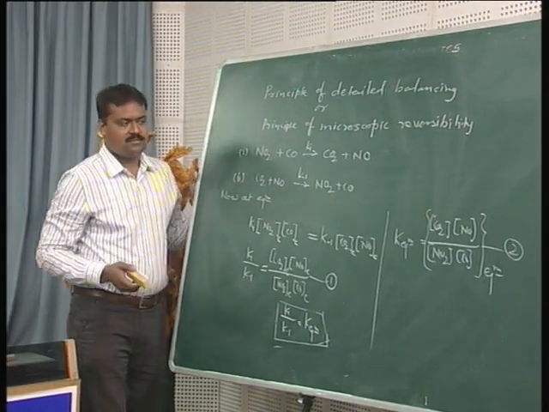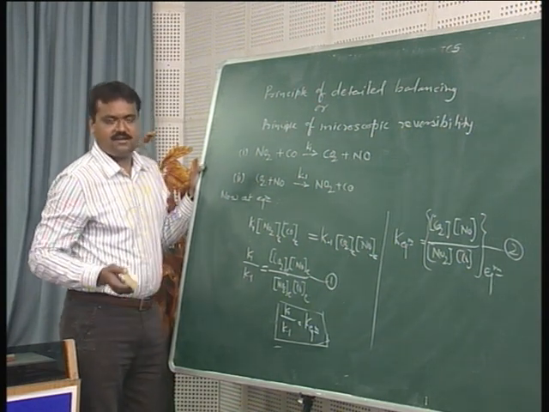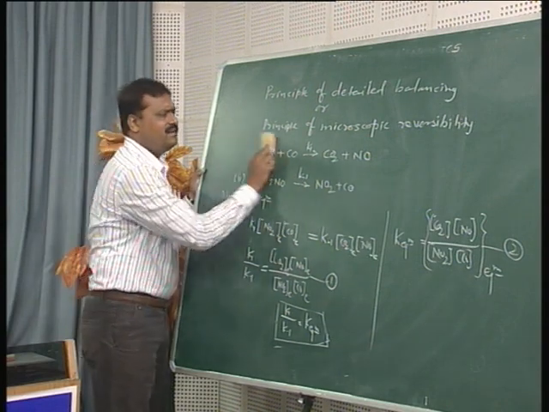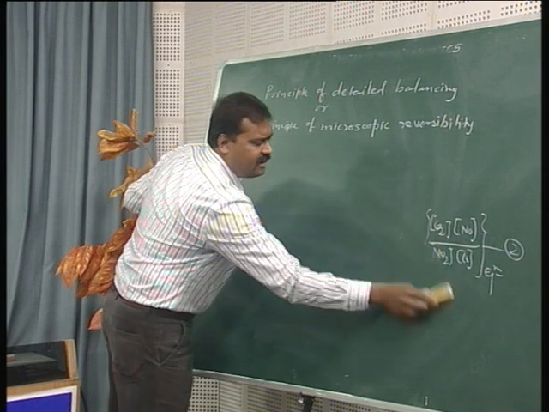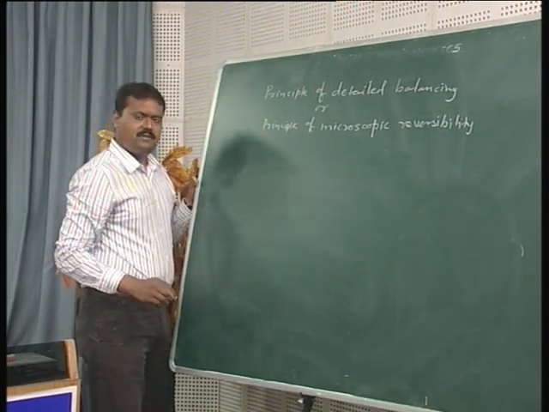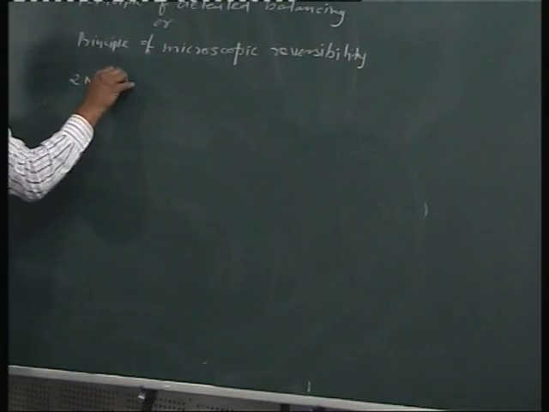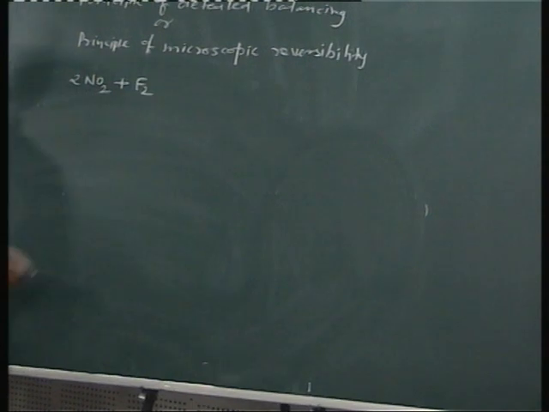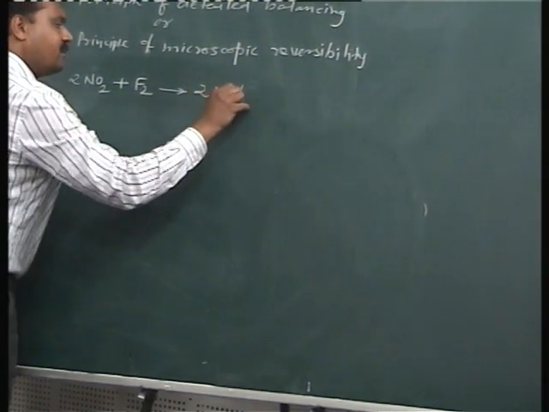A similar argument can be extended to a multi-step reaction, that means a reaction which proceeds in more than one step. And to understand this, we can take the example of a reaction which occurs in more than one step. Let the example be the reaction between NO2 and F2: twice NO2 plus F2 to give 2 NO2F.